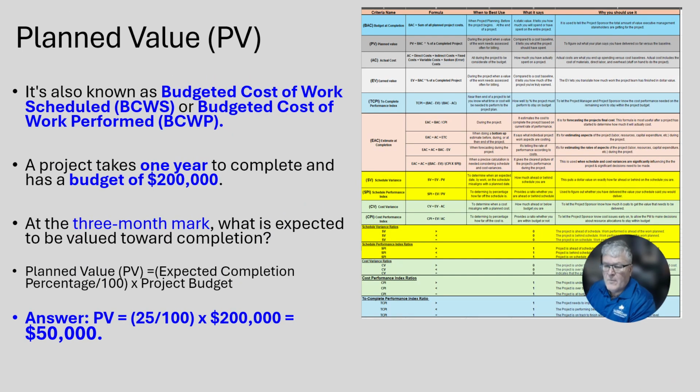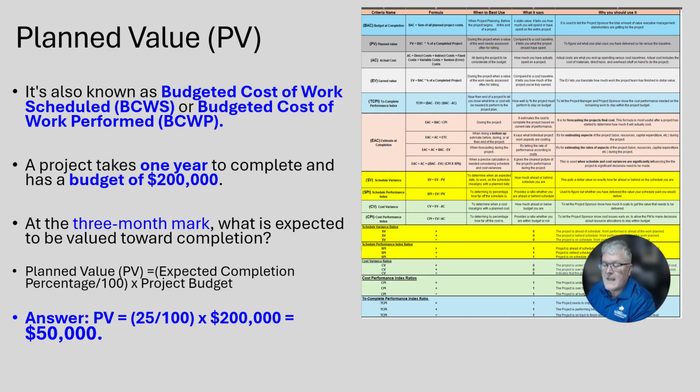Here's another example of planned value. Notice the wording: budgeted cost of work scheduled or budgeted cost of work performed. It's word salad for planned value. And here's the scenario. A project takes 1 year to complete and has a budget of $200,000. At the 3-month mark, what is the expected value towards completion? So this is a planned value, and you've got to stop and think.